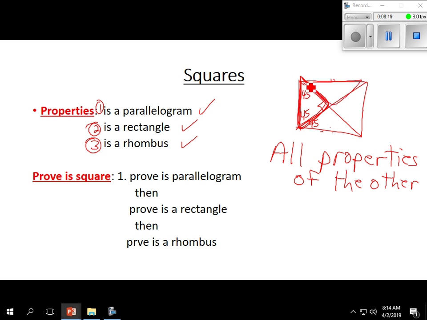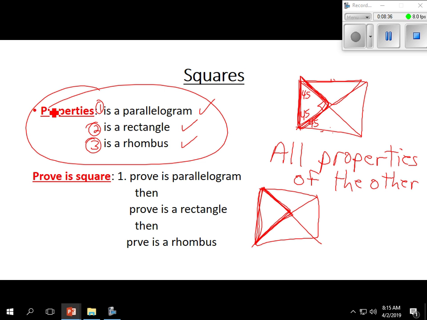And anytime you draw a square and you draw in both diagonals, if I tell you that that shape's a square and I draw in both diagonals, every one of those triangles there has to be a 45, 45, 90 triangle, and we have all those properties. So all the properties of all the other three work for a square. Any of those things that we talked about previously work for a square.